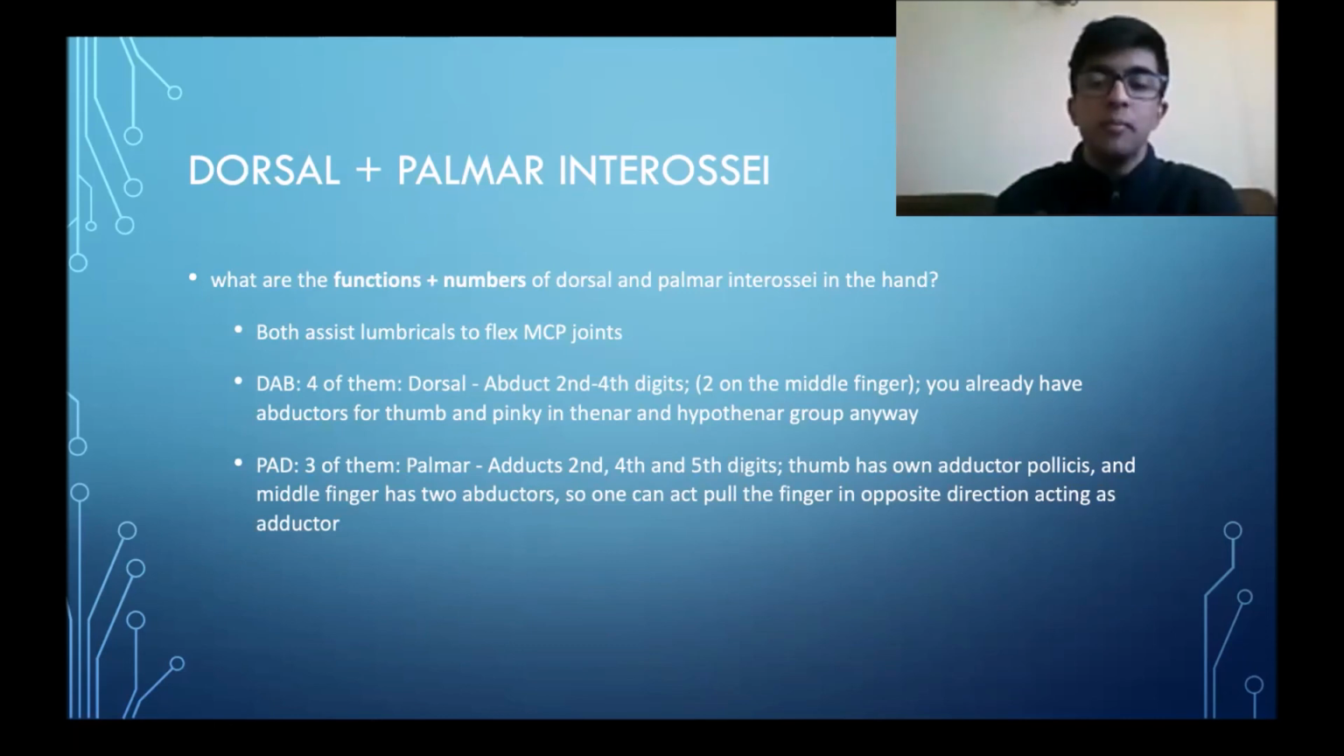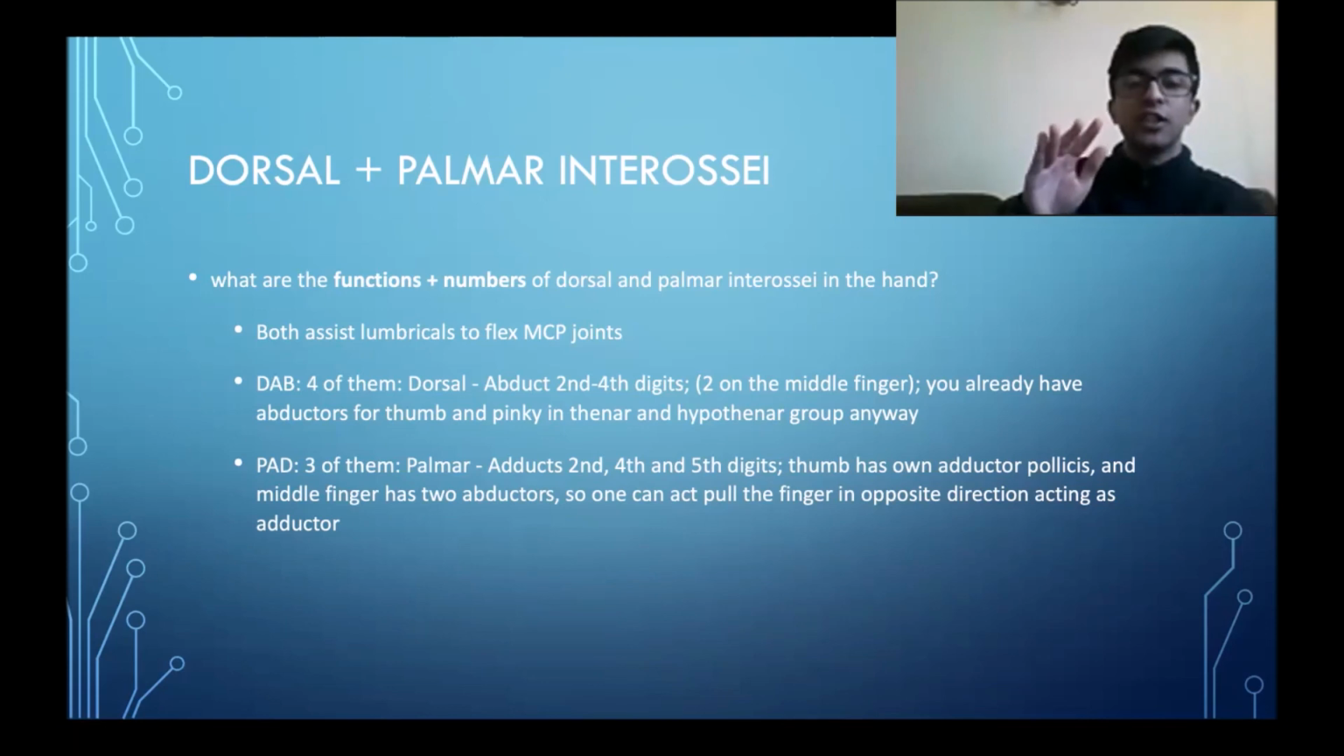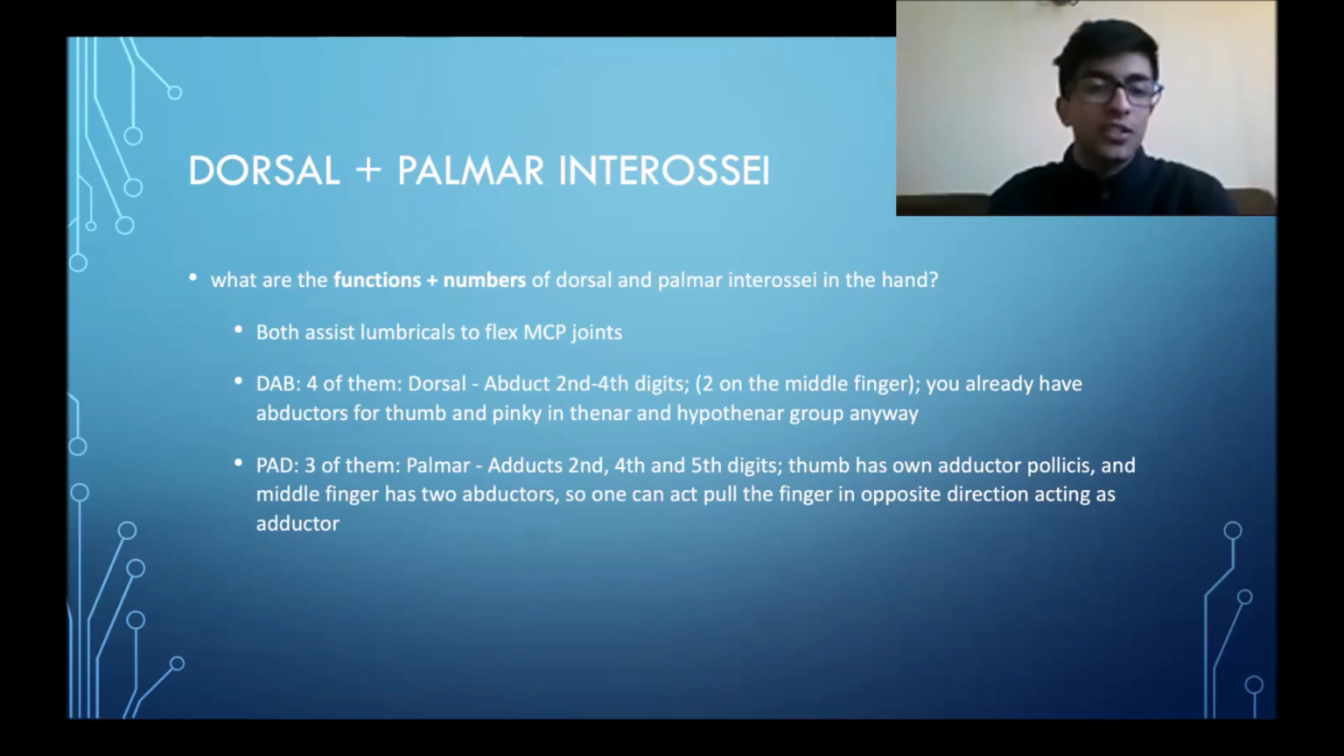PAD, you have 3 of them. Palmar, they adduct the 2nd, 4th, and 5th digits. The thumb already has its own adductor pollicis, and the middle finger has 2 abductors. So abduction in the opposite direction is technically adduction. That means you can literally pull the finger in the opposite direction using abductors, and that's basically equivalent to adduction. So that's why you have 4 dorsal interossei and 3 palmar interossei.